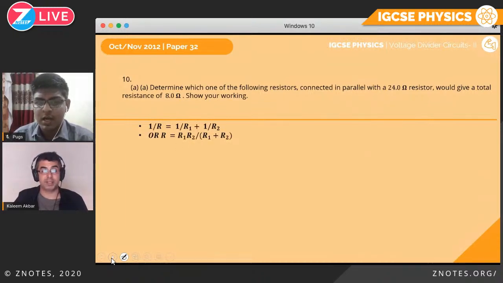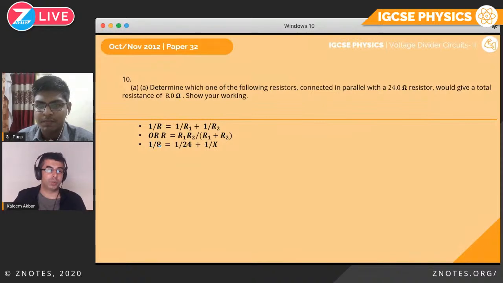So 1 over R equals 1 over R1 plus 1 over R2. Remember, that was one of the formulas. Or R equals R1 R2 over R1 plus R2. You can use any one of them. So here, I've chosen to go with 1 over 8. That's the answer. Equals 1 over 24 plus 1 over X. The resistor we don't know.